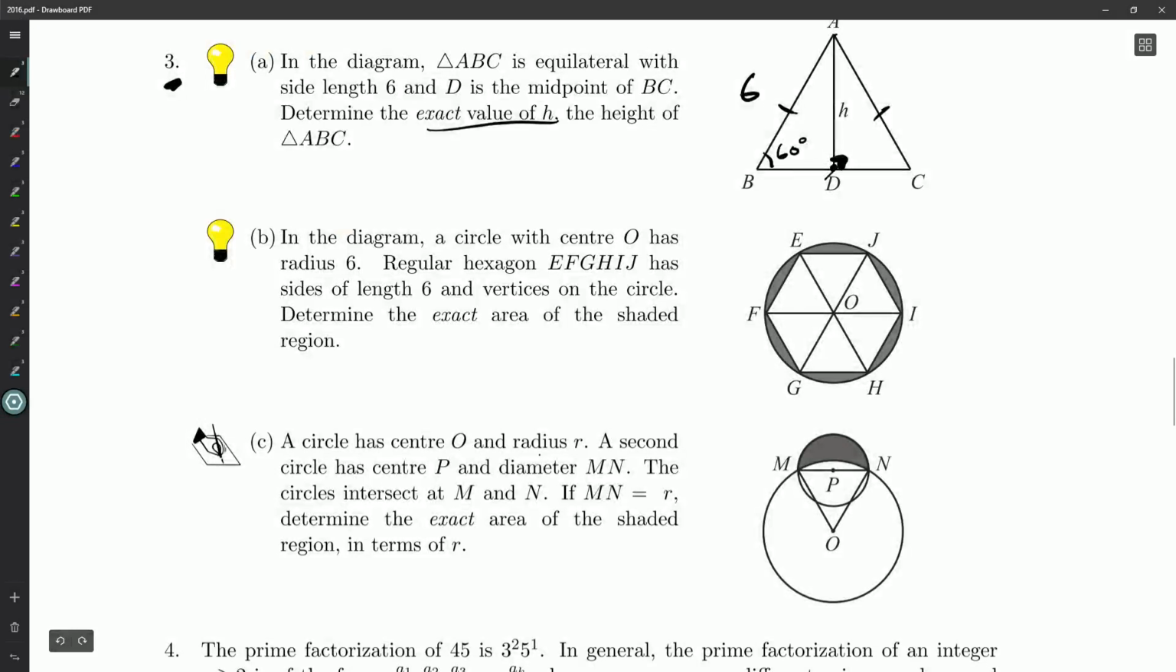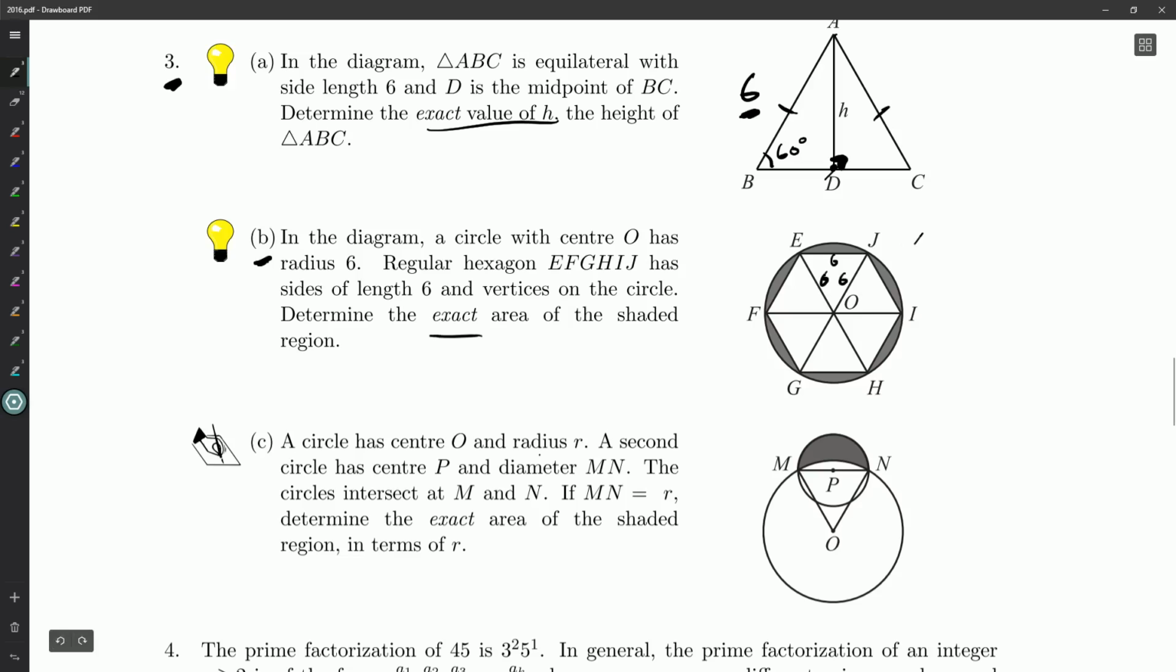Okay. B part. In the diagram, a circle with center O has radius 6. Okay, not unlike the 6 we saw before. Regular hexagon EFGHIJ has side lengths of 6. And so we're going to get a whole bunch of equilateral triangles. One of the nice things about regular hexagons is you can always sort of cut them up like this. And so the side lengths are 6, and the vertices are on the circle, whose center is O. Determine the exact area of the shaded region.